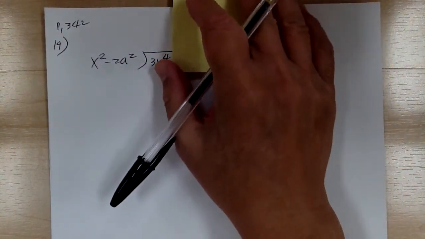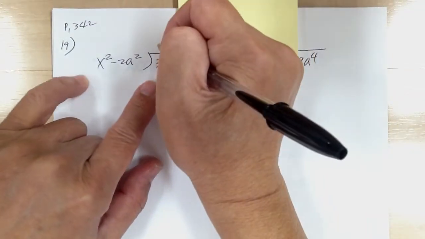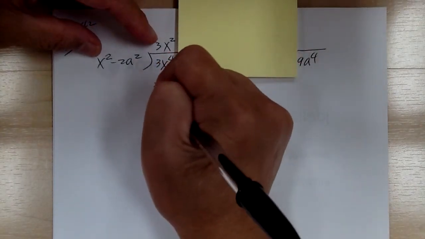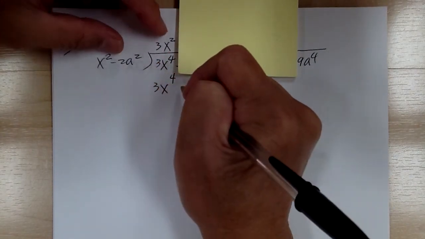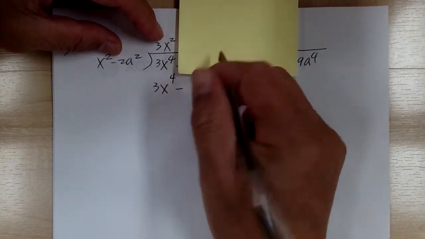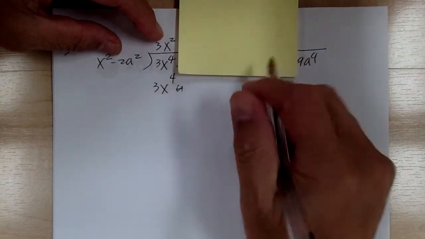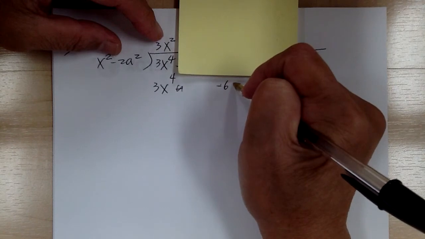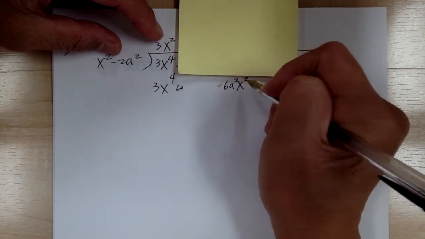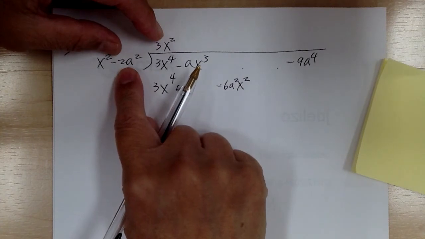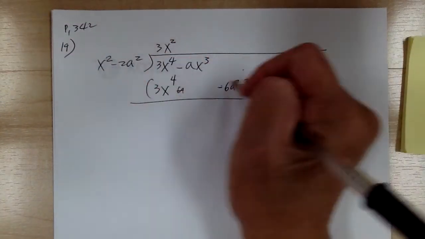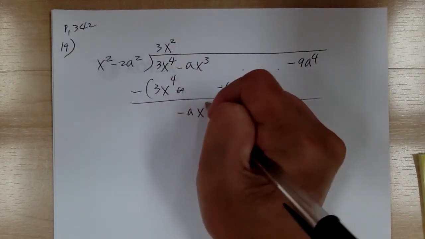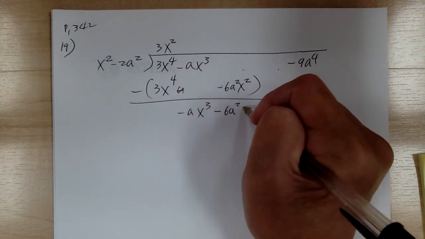Okay, so you can look at the first term. So this one I need to get the number, I need to get 3. The variable will be x squared. Okay, so when I multiply, I get 3x to the 4 and minus, okay, now this is a square, so I need to put right over here. So this is the cube, I need to put right over here. It will be minus 6a squared x squared. Okay, so a would be like a number. Okay, and so subtract. So this cancel out. So this will give me a negative ax to the 3 minus 6a squared x squared.